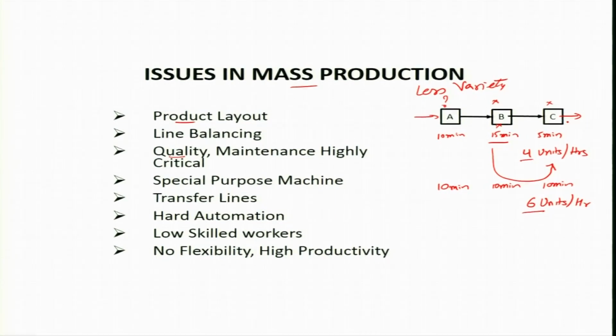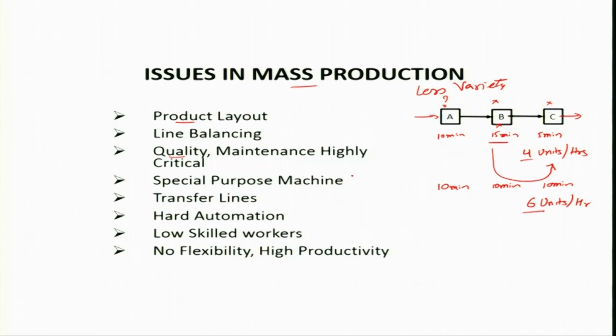It will not be able to feed anything to the C, it will not be able to take anything from the A. So, the whole line will come to a standstill. So, maintenance and quality management are very critical, highly critical in case of a mass production system, because there are no alternates available, there is no routing flexibility available in the system.